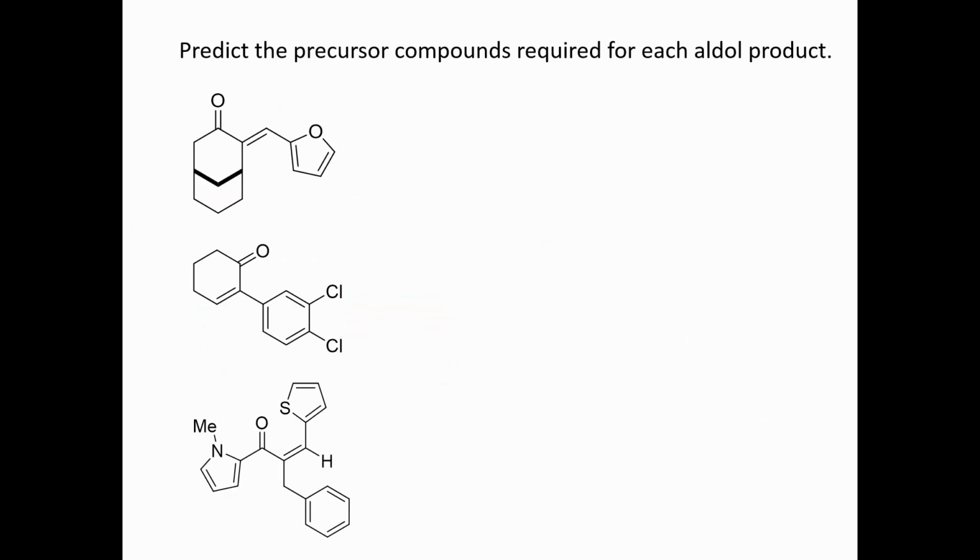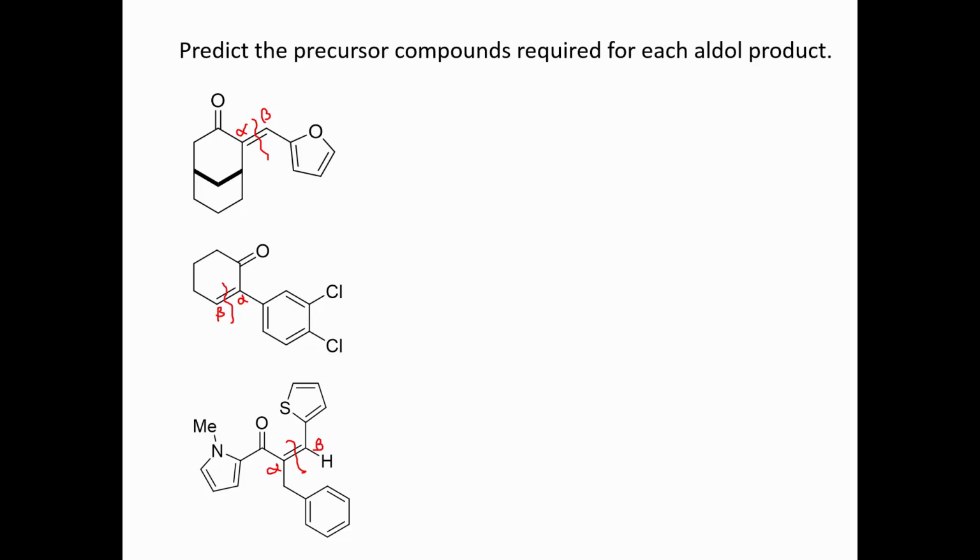Here's a retrosynthetic problem. Predict the precursor compounds required for each aldol product. The important thing to note is we have to identify the bond that we're going to make, and that's the bond between the alpha and the beta position in each of these. That's the alpha, and this is the beta. So those have to be in two separate molecules.